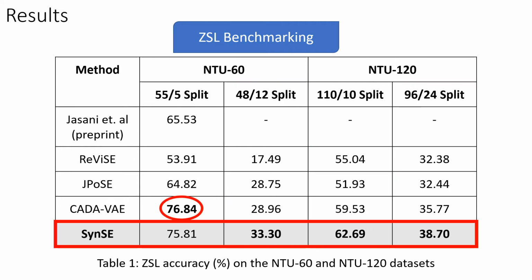For the 5 unseen classes split of the NTU60 dataset, our approach Synesse comes second to CADA-VAE. However, as we move on to the more challenging 12 unseen classes split, the improvements brought in by Synesse become very apparent. Synesse also performs significantly better for both the splits of the NTU120 dataset.